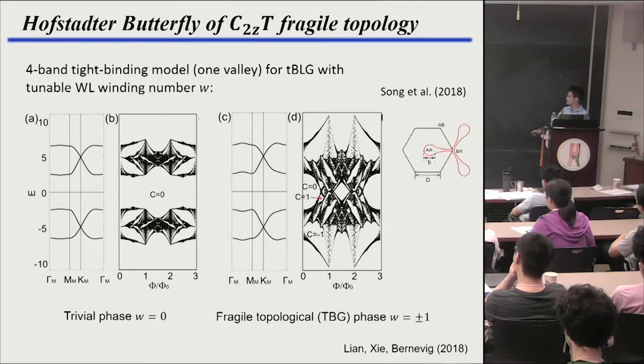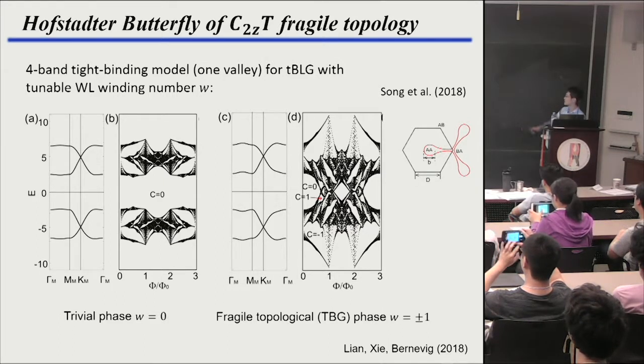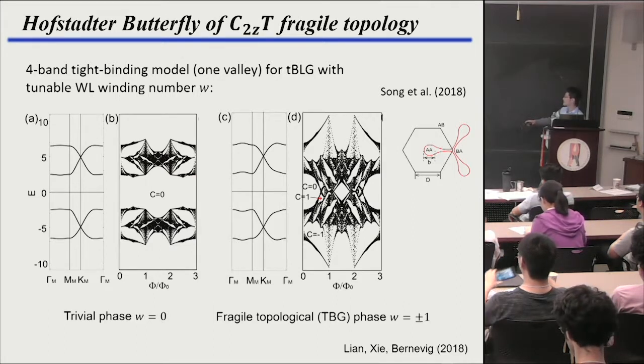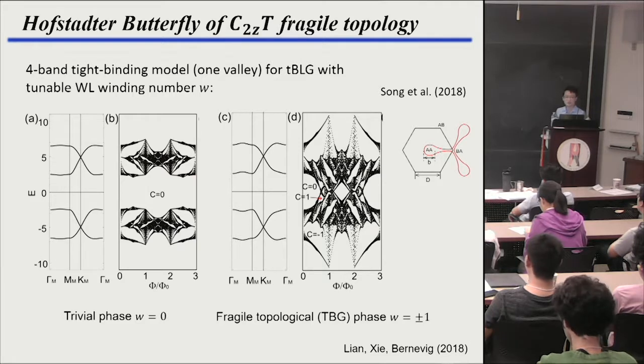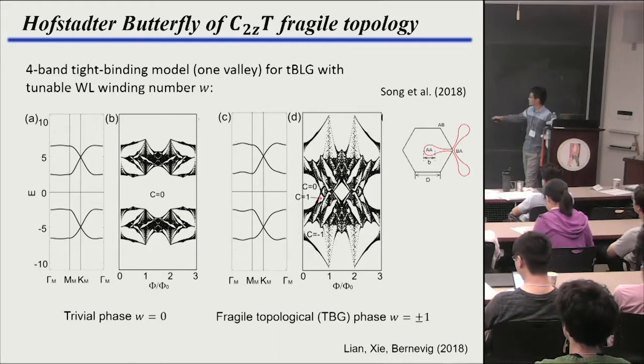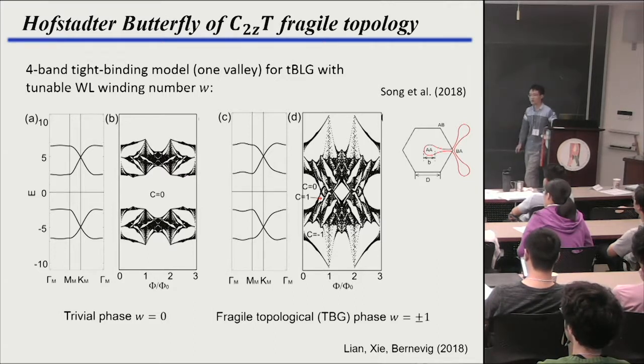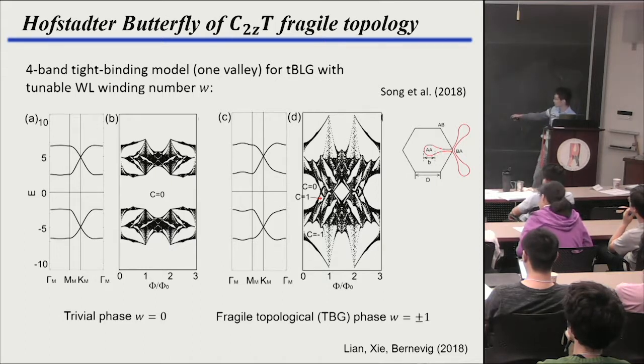So here is an example of the fragile topology of the Wilson loop winding number one I talked about earlier. This is a four-band model aimed to characterize the fragile topology of twisted bilayer graphene. Basically, you can add two additional bands here, so altogether you have four bands, and within these two bands, you can realize either Wilson loop winding number one or zero. This is a trivial phase with winding number zero. If you turn on a magnetic field, you can see the Hofstadter butterfly is well bounded by the band edges, and there's no mixing between the butterflies of them.